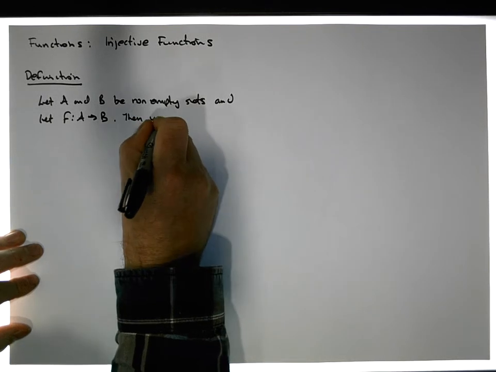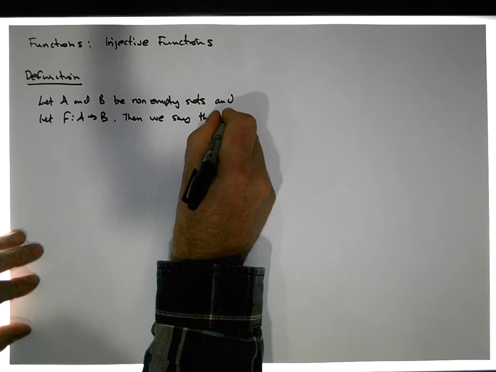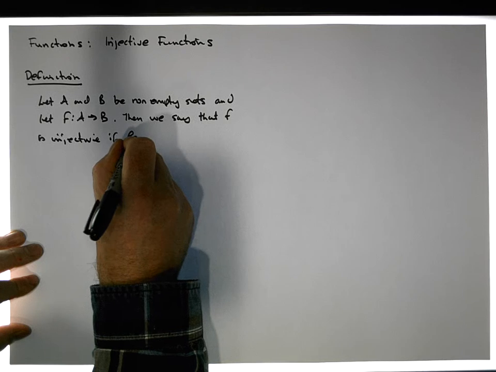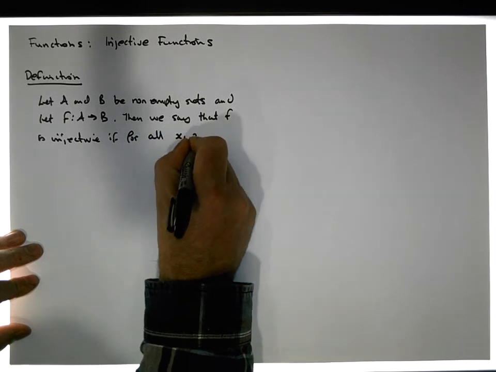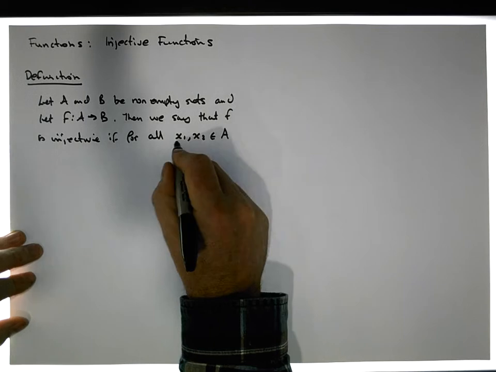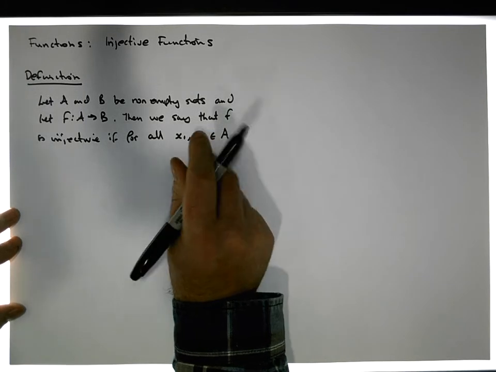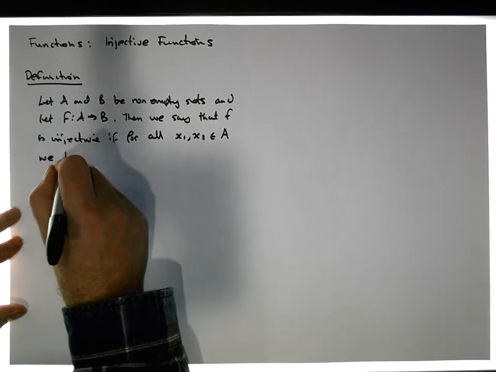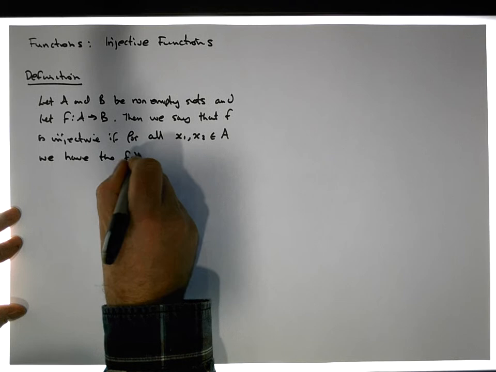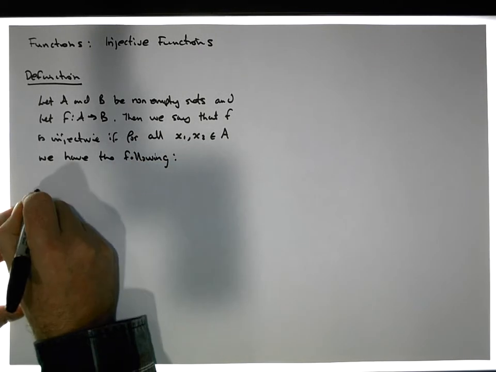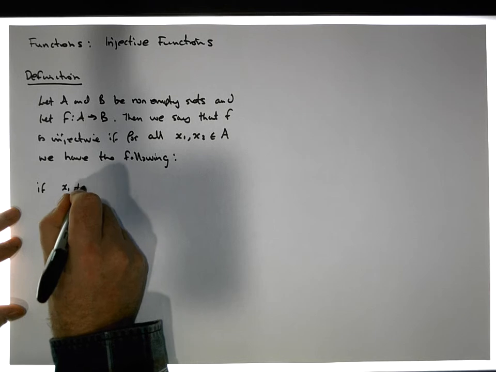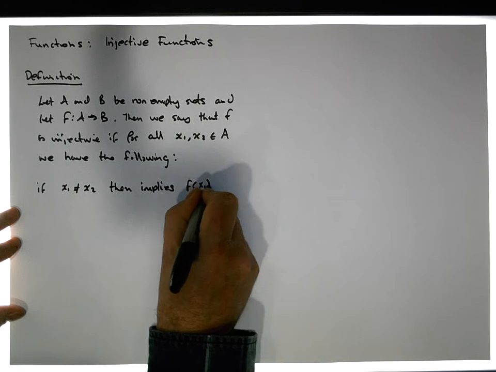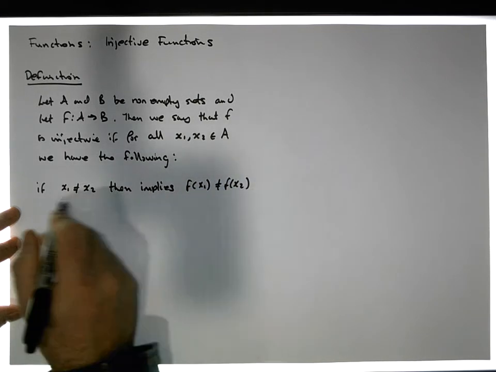Then we say that f is injective if for all x1, x2 that are elements of the domain, so if for all choices when we choose two values from the domain, we have the following: if x1 is not equal to x2, well then this implies that f of x1 must not be equal to f of x2. And that's our first definition of injectivity.